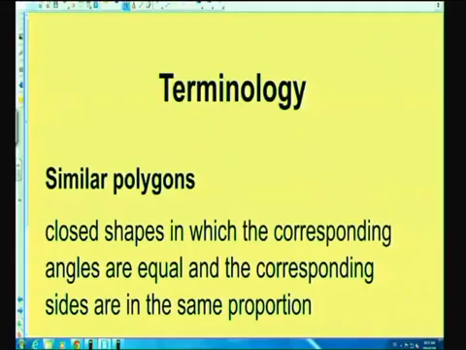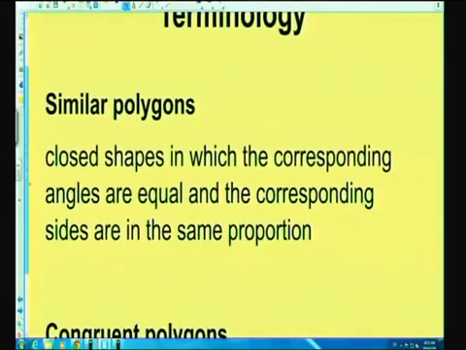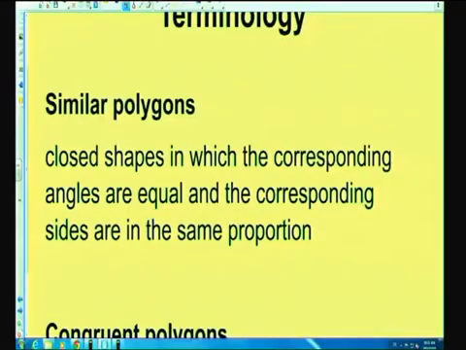Right, so if we talk about similar polygons, first of all we need to talk about what is a polygon. Now poly means many, and so it means a many-sided figure. In actual fact, you're probably mostly going to see triangles, but there's no rule that says that has to be the case. So basically it's saying it's closed shapes in which the corresponding angles are equal and the corresponding sides are in the same proportion.